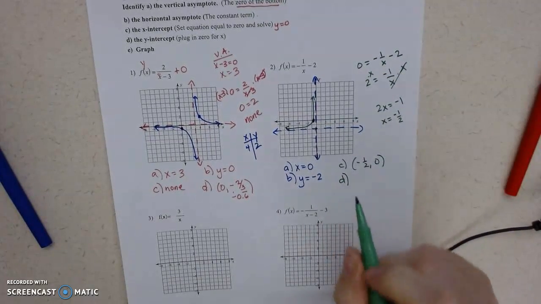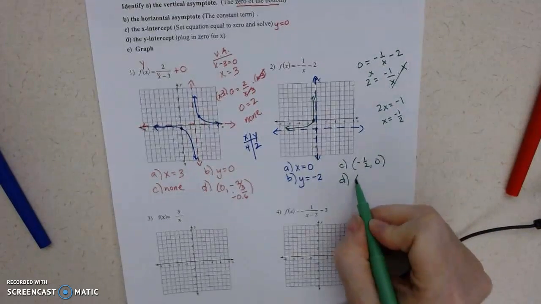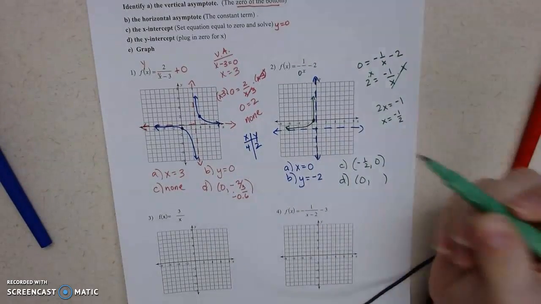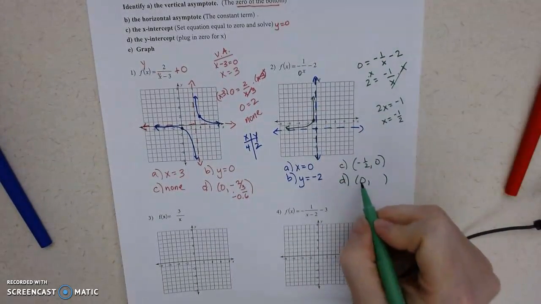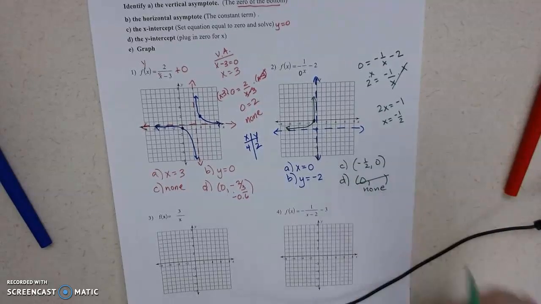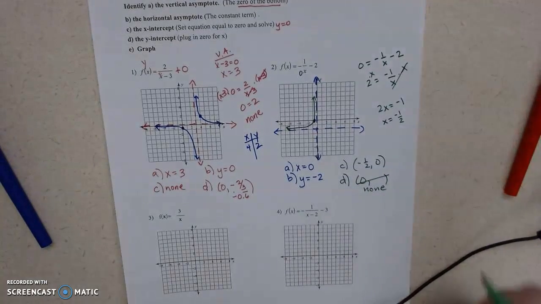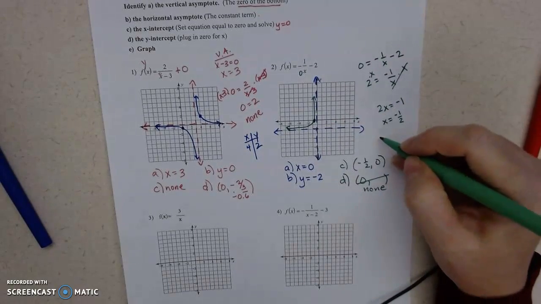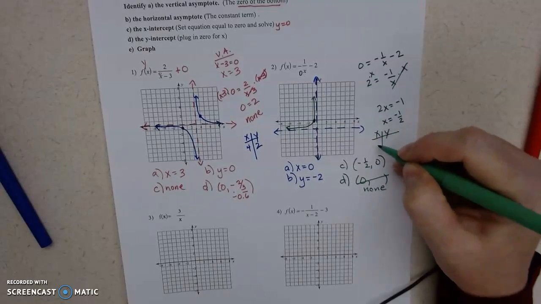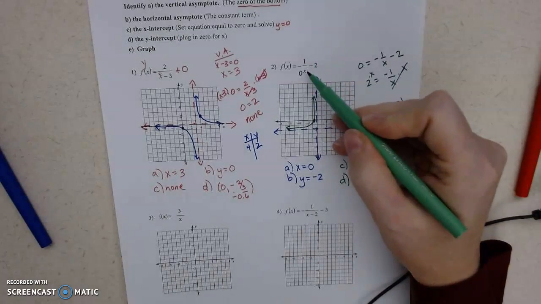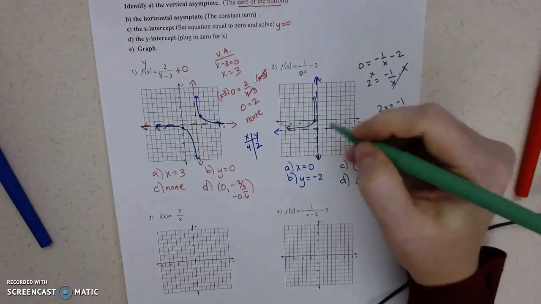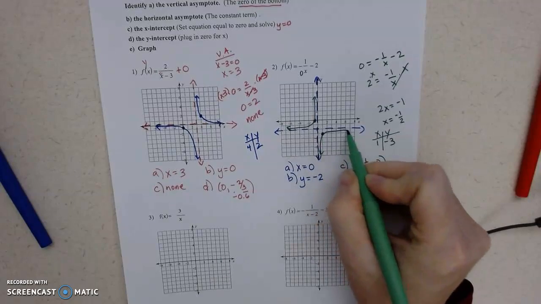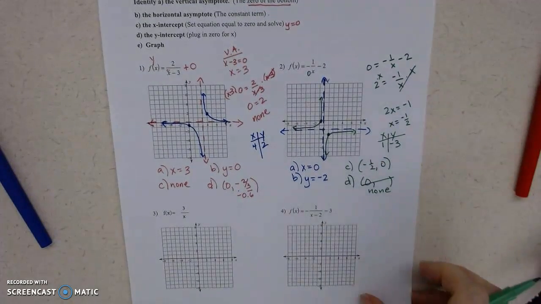And then Part D, we want to let x equals 0. So if we substitute x equals 0, well, 1 divided by 0 is undefined. So there's not going to be a y-intercept. So we need to figure out where this is. Well, I'm just going to substitute 1. So if I substitute 1, I get negative 1 minus 2 is negative 3. So 1, negative 3 is going to put it in the bottom. All right, let's move on.